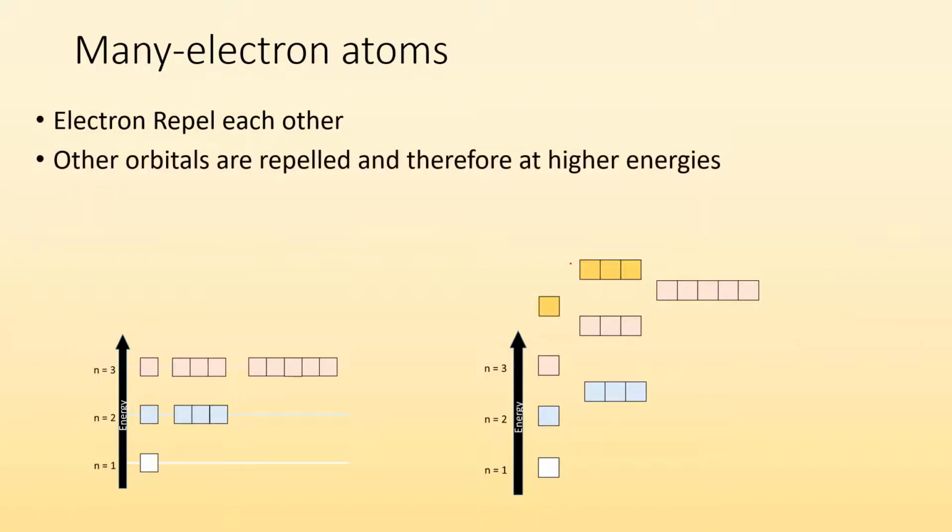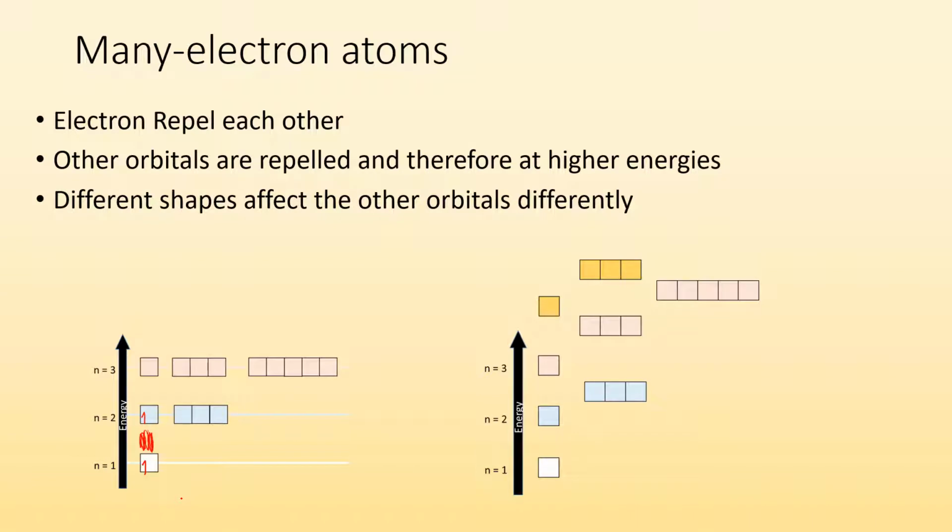So electrons, like I said, repel each other. Other orbitals are repelled and are therefore at higher energies, right? If I put an electron in that first energy shell and I wanted to put a second electron somewhere else, well, now there's this repulsion between them. So we start to get different energies at higher energies. And the different shapes affect the other orbitals differently. So the 1s is spherical. The 2s is spherical. The 2p starts to take on different shapes like a peanut, and them having different shapes affects how they repel the other orbitals as well. So things start to get pretty messy.